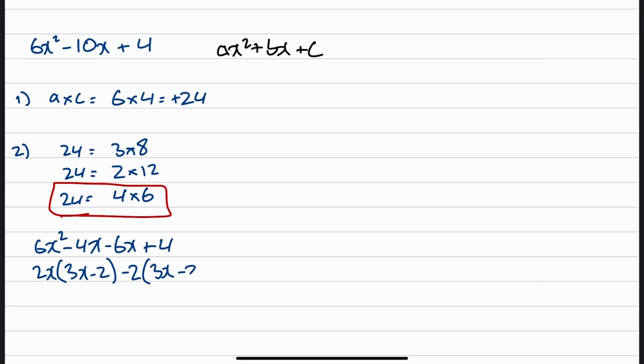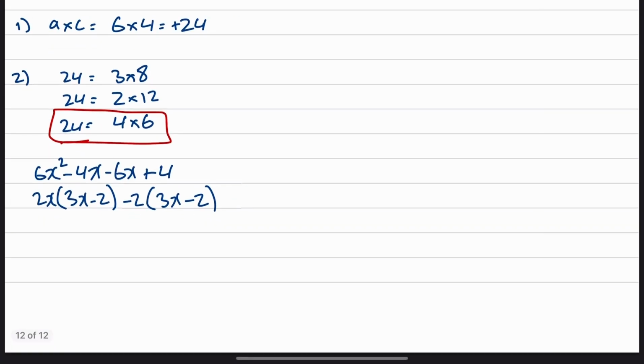3x minus 2. Now note that I could have also taken positive 2 common, but inside the bracket then I would have had minus 3x plus 2, which even though the numbers are same, their signs are different, so I can't factorize them. So it was important to take minus 2 as the common factor, and then I can just factorize out 3x minus 2, and I'll be left with 2x minus 2.